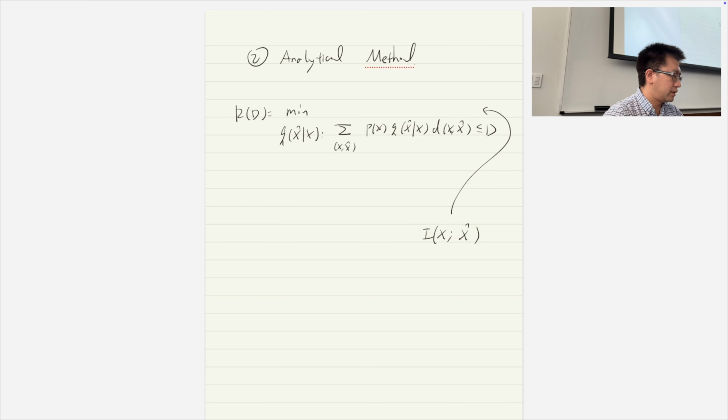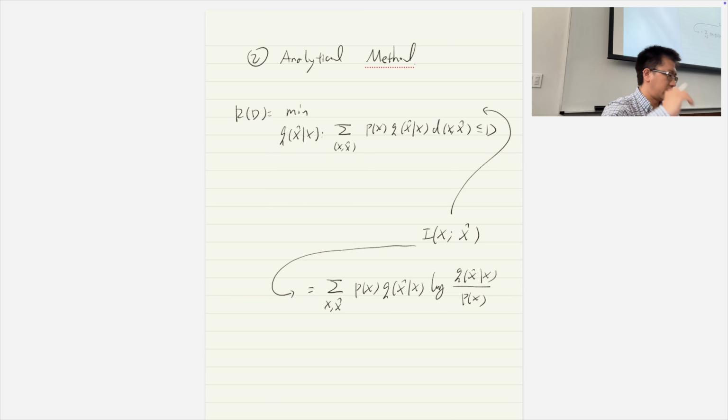Okay, but in order to compute it, let's write this mutual information out, right? So this mutual information equals nothing but the sum of p(x) q(x hat given x) log of q(x hat given x) over p(x hat), right? So this is the definition of the mutual information. Right, now let's rewrite this a little bit, and then basically we can get an optimization problem, right? So our goal is to minimize the mutual information, which is this guy.